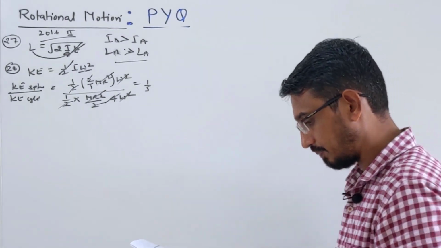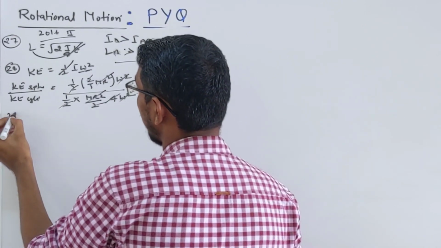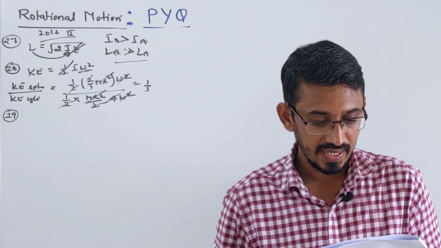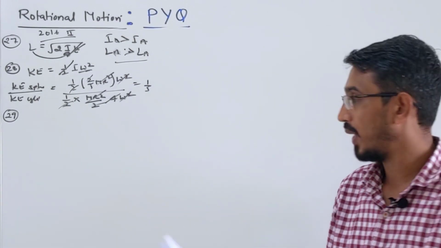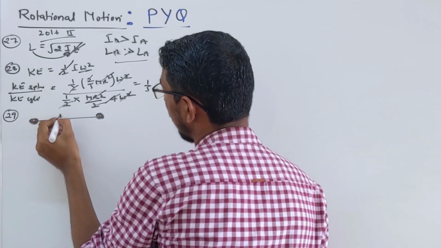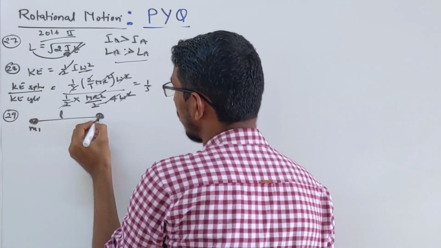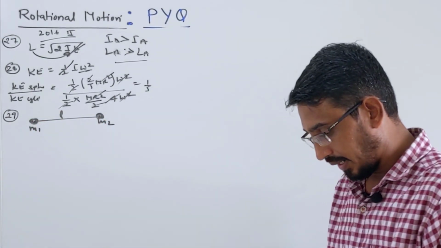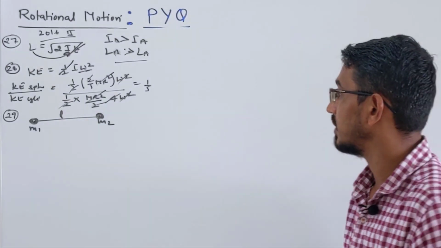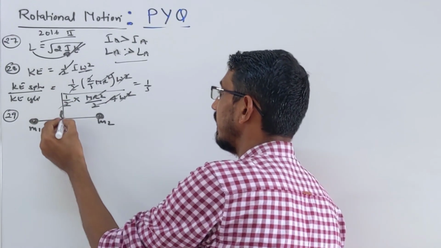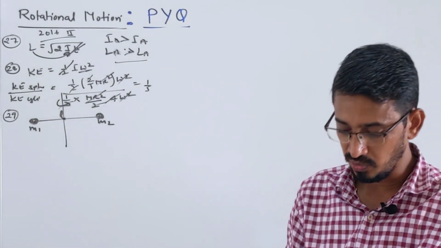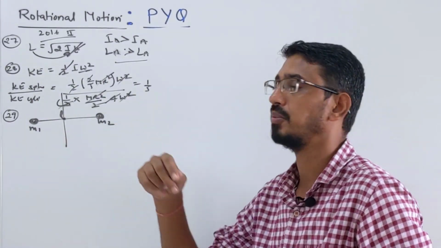Okay, simple question. Question number 29 says the thin light rod of length L has two masses m1 and m2 attached to its two ends. So one rod is given and two masses are here. Length L is given, and it is a light rod, so the mass of the rod is negligible. The moment of inertia of the system about an axis perpendicular to the rod and passing through the center of mass is what? Again, this axis is passing through the center of mass of this system. So first you can calculate the center of mass.